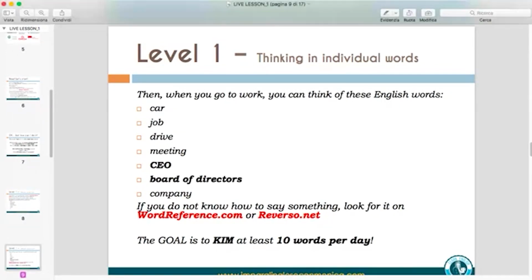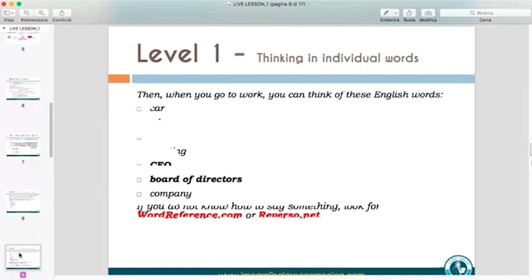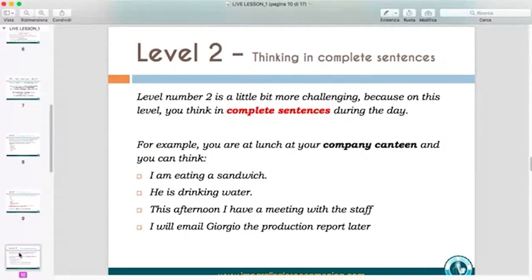Okay, now let's go to the level number 2. The level number 2 is try to think in complete sentences. So the level number 2 is a little bit more challenging because on this level you think in complete sentences during the day. For example, you could be at lunch at your company canteen, and maybe you can think, today I am eating a sandwich.